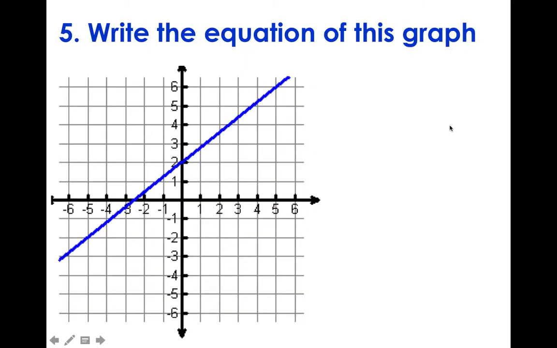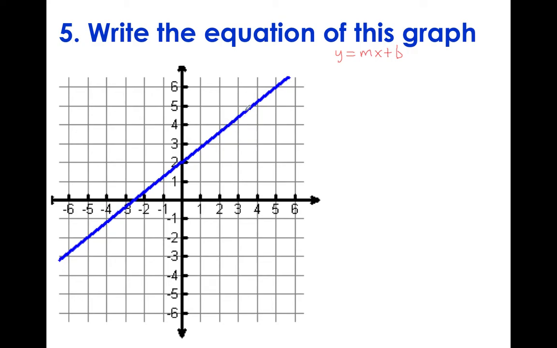So it says write the equation of this graph. So when we're talking about writing the equation of this graph, we're basically saying, remember, we write down y equals mx plus b. Well, we know it's a linear function. Now, when we're talking about 2 good points, right? A good point is when you can determine what the coordinates are.